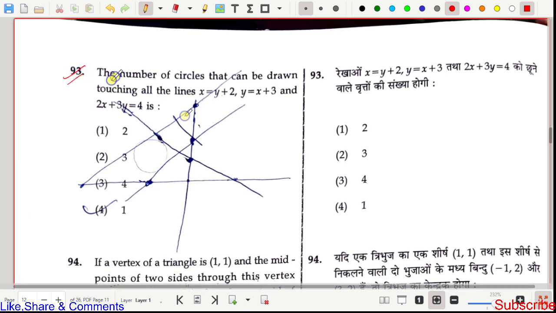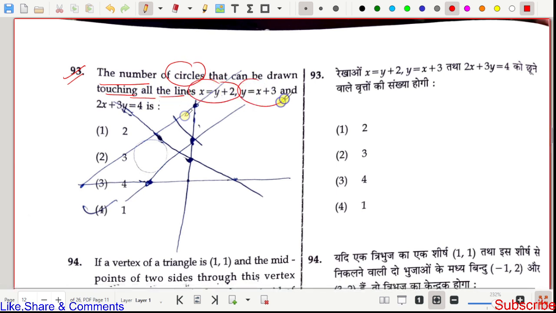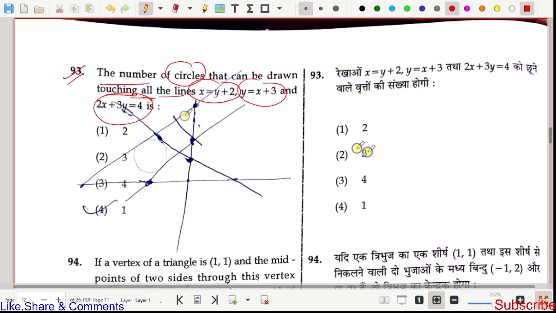So question number 93: the number of circles that can be drawn touching all the lines x equals y plus 2, y equals x plus 3, and 3x plus 4y equals 12 is. So here the question is, how many circles can we draw which touch all these 3 lines, this line, this line and this line.